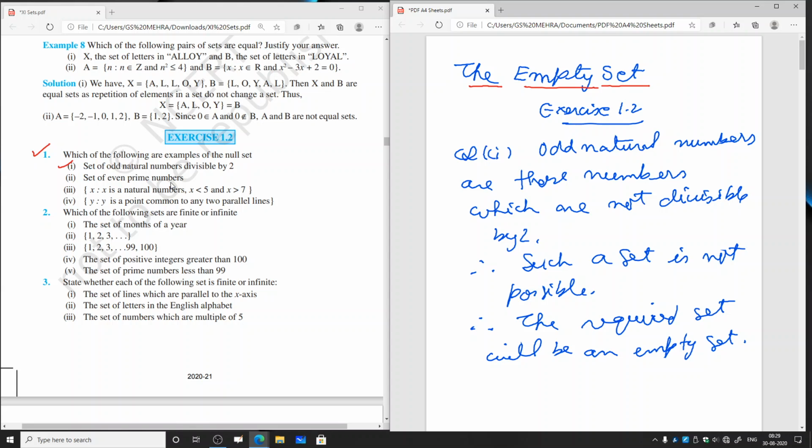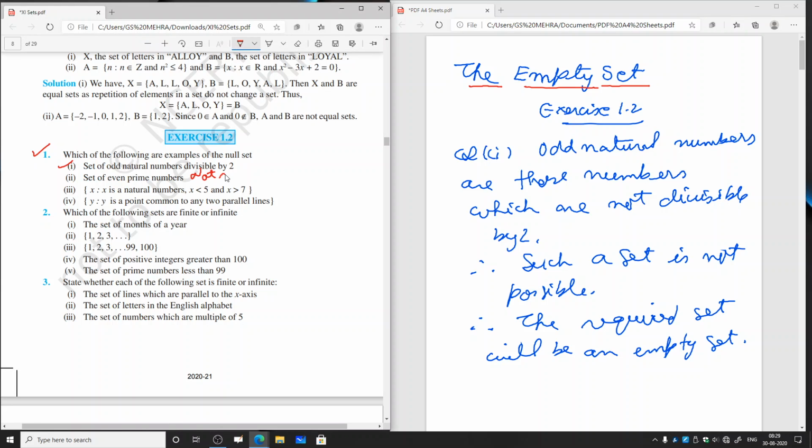So that means their set is not empty. There is one element containing that. So it is not a null set. So second one is not a null set. First one is an empty set.